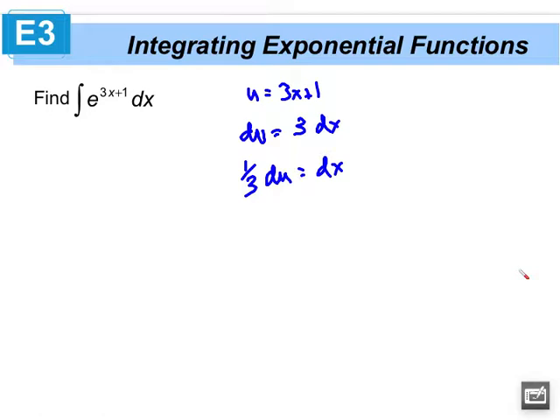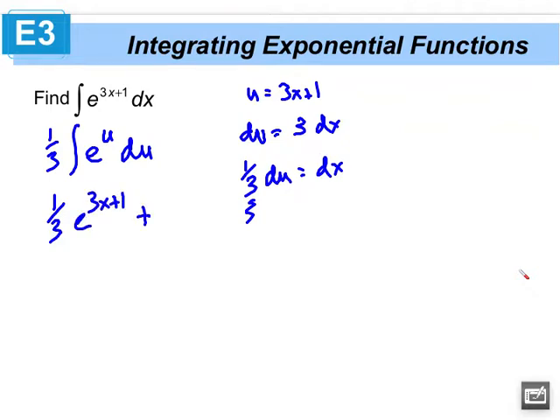So what's going to happen is you're going to miss that 1/3, which becomes a very important term there. Now we're good to go. What's the integral of e to the u? E to the u. So 1/3 e to the u. We can sub that back in. 3x plus 1 and plus c since it's an indefinite integral. So many of you will lose that constant term that becomes so necessary.